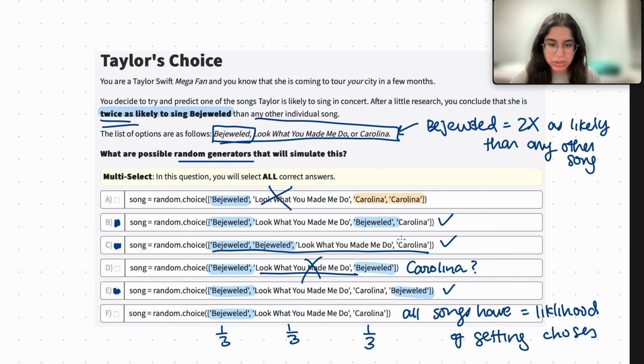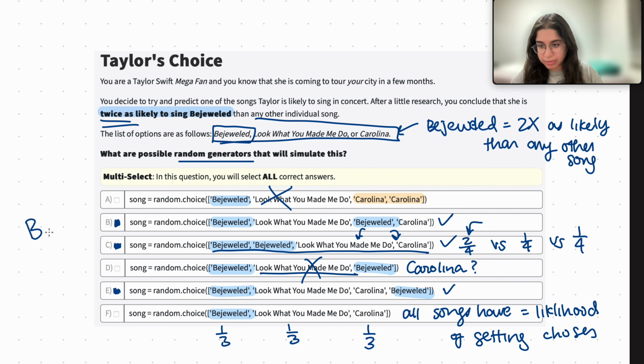Versus in this other example, there are 4 total songs we can pick. The probability of picking Bejeweled is 2 out of 4, versus the probability of picking Look What You Made Me Do is 1 out of 4, and the probability of picking Carolina is 1 out of 4. If you're more inclined towards the math, the probability of picking Bejeweled is exactly twice the probability of picking Look What You Made Me Do or Carolina. So the final correct answers are B, C, and E, because these accurately reflect the statement.